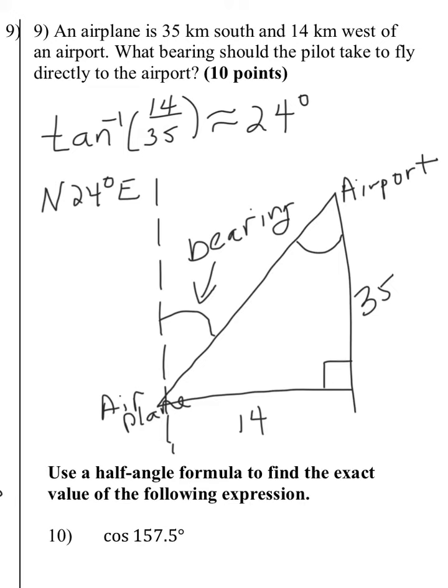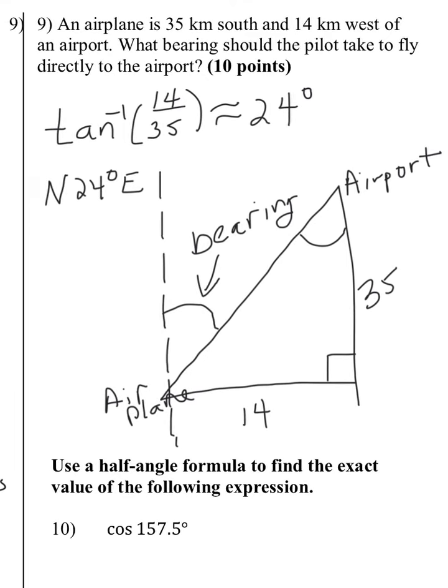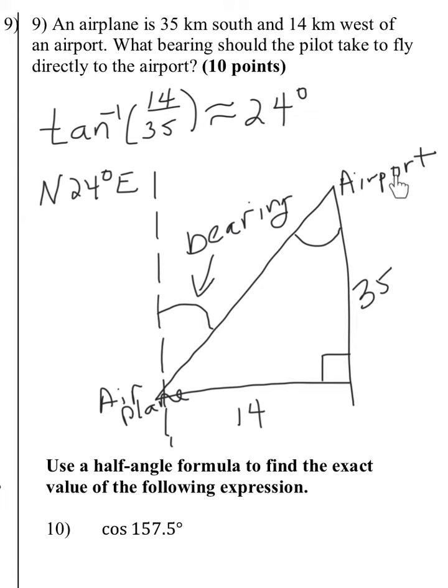Okay, so for problem number 9, we have an airplane that is 35 kilometers south and 14 kilometers west of an airport. So here I've drawn a diagram of that. Here's the airport. Here's the airplane. And he is 35 south and 14 west of the airport. At what bearing should the pilot take to fly directly to the airport?